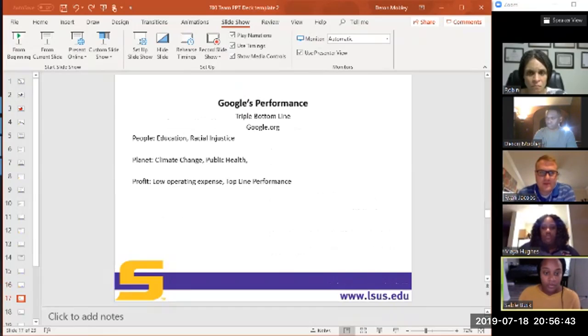So I feel like Google definitely does a triple bottom line. I know Google.org focuses on education and racial injustice. And then they look at the planet, climate change, and public health. And the profit is low operation expenses and low line performance. But like you said, I feel like this is more of an entrepreneurial approach with the triple bottom line, which I feel Google definitely has. I don't know if you guys have any input on that.